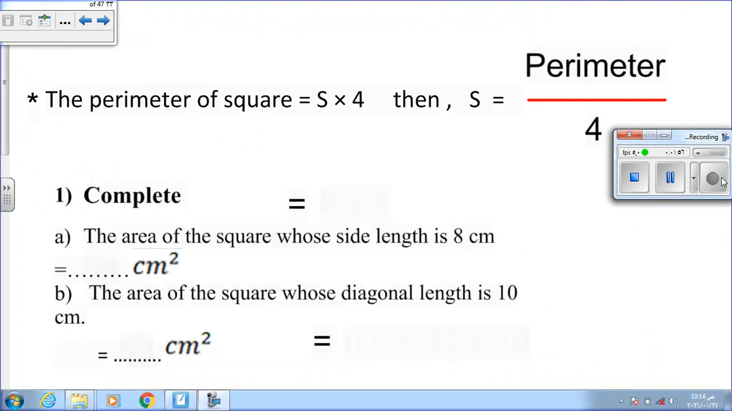And we have another rule here. The perimeter of a square equals side length by 4. You know it. If you have the side length and you want to get the perimeter, perimeter equals side by 4. But if I have the perimeter and I want to get the side length, it will be perimeter divided by 4.